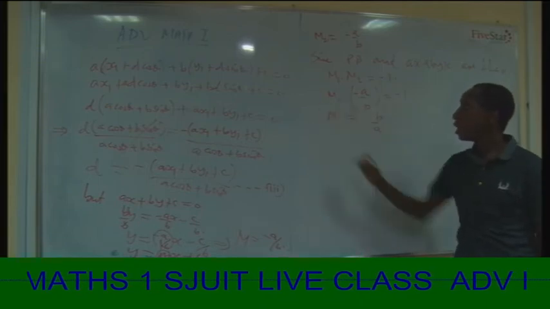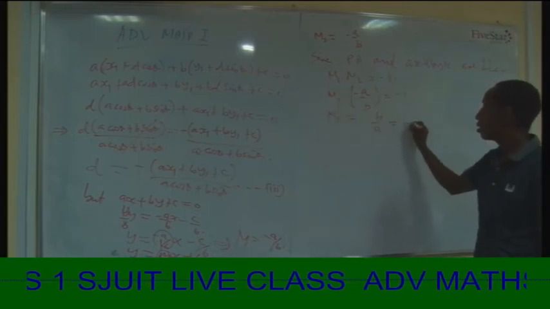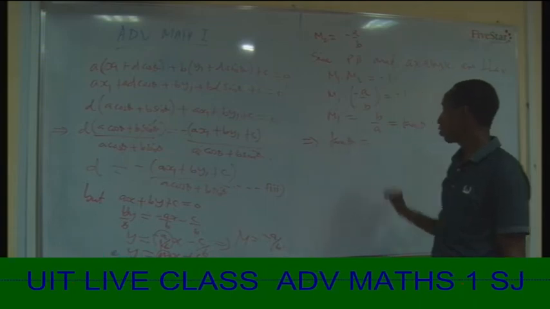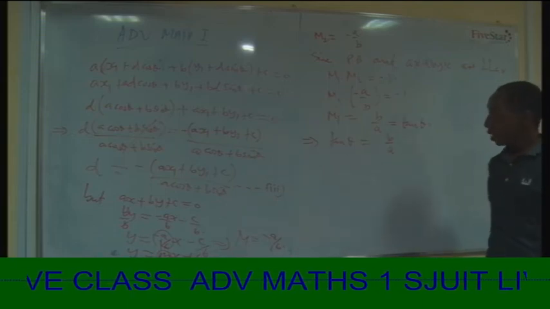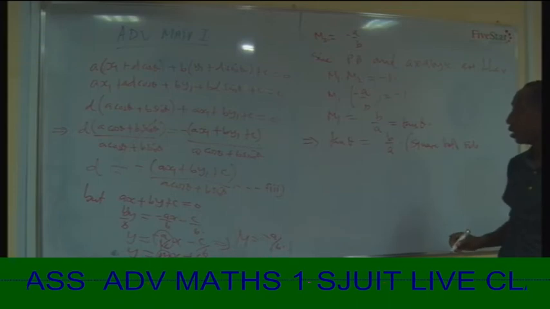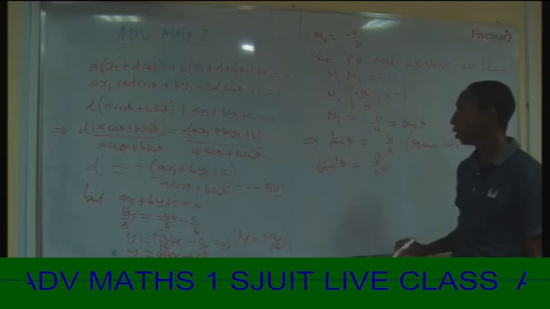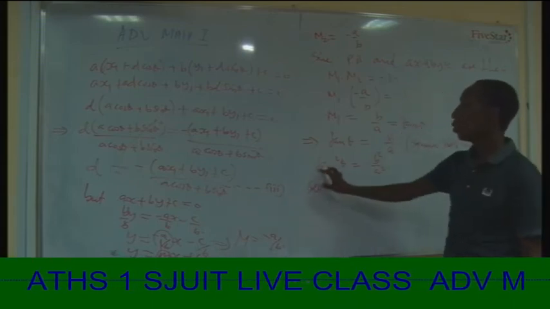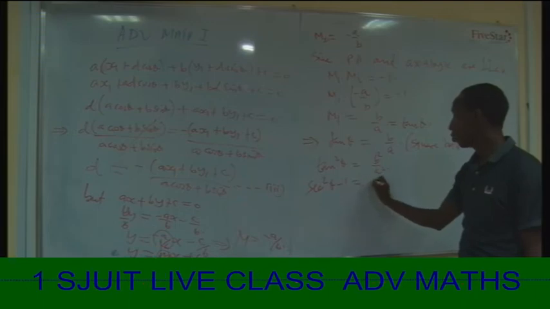And because m1 is the line PB, from the sketch diagram that we had, we can easily say that this gradient is the same as tan of an angle theta. So we have tan theta equals b over a. What if we square both sides? We find tan squared theta equals b squared over a squared. But from trigonometry, 1 plus tan squared equals sec squared, so tan squared is sec squared theta minus 1, and this is equal to b squared over a squared.